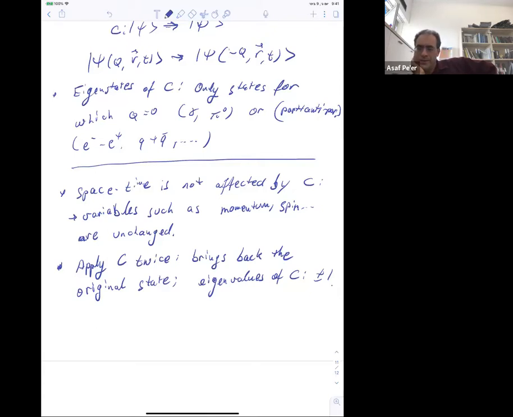Now this is a symmetry, meaning that if I do something, doing a charge conjugation, that means that I'm taking all the particles and transforming them into antiparticles, then nothing happens. That's the meaning of a symmetry.